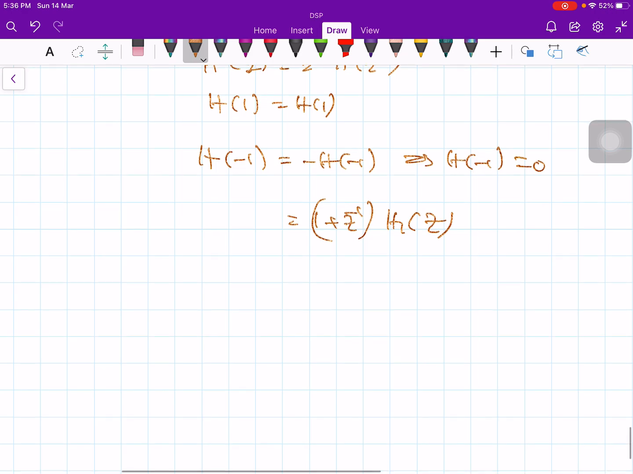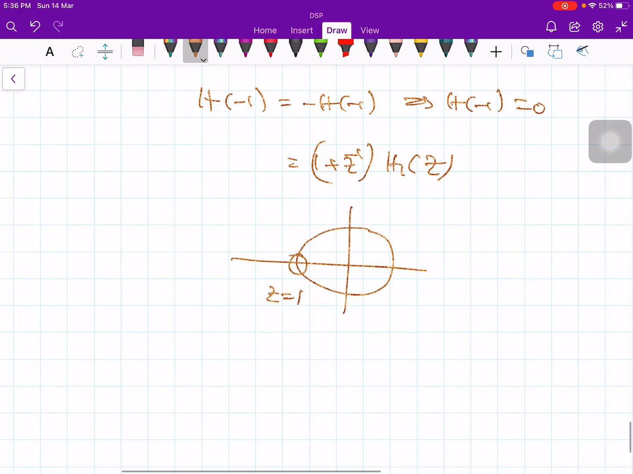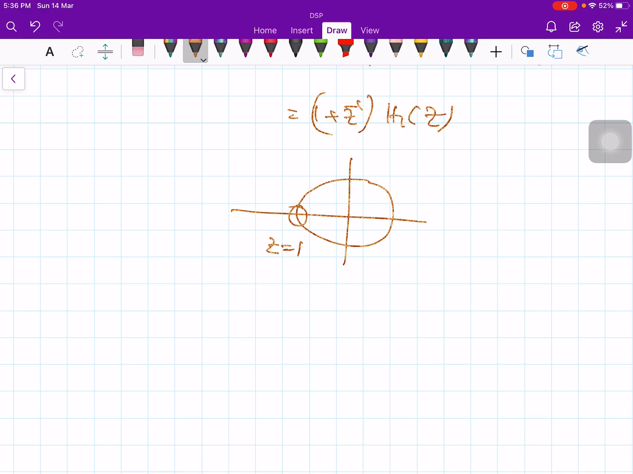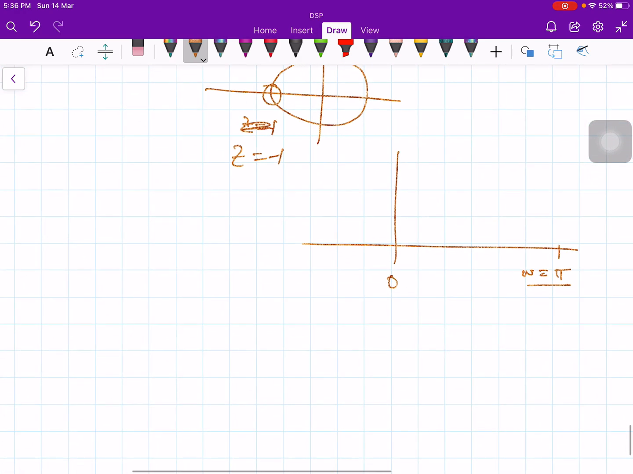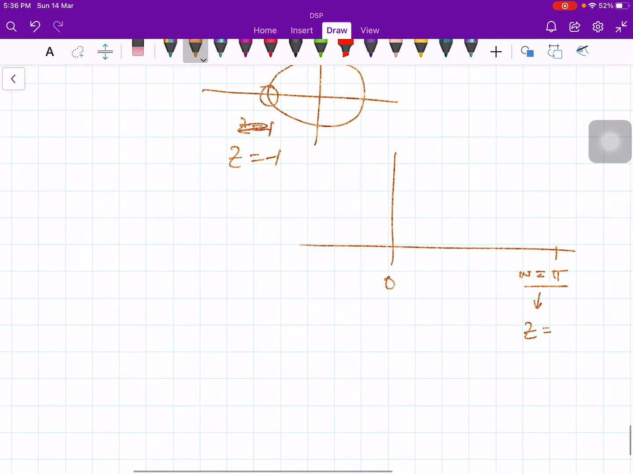So where is the location of this 0? It is here. This is z equal to 1. So I must have a 0 at z equal to minus 1. And the consequence of this is that a high pass filter is not possible, because a high pass filter requires a unit magnitude at z equal to minus 1. See, our range of vision is 0 to pi. In the omega domain, omega is equal to pi is the same as z is equal to minus 1.